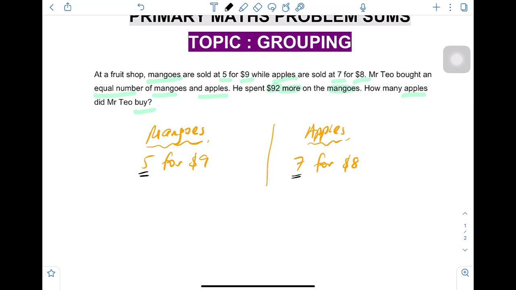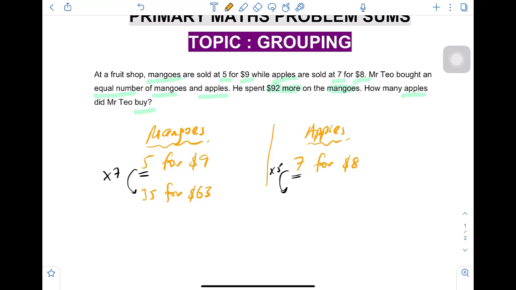So 5 and 7, you can actually have a common multiple between 5 and 7, which is 35. One quick way is to just times by each other. So 7 times 5, that will be 35 mangoes. For, of course, it's not for $9, so this side you've got to times 7 as well. So 9 times 7 is $63.